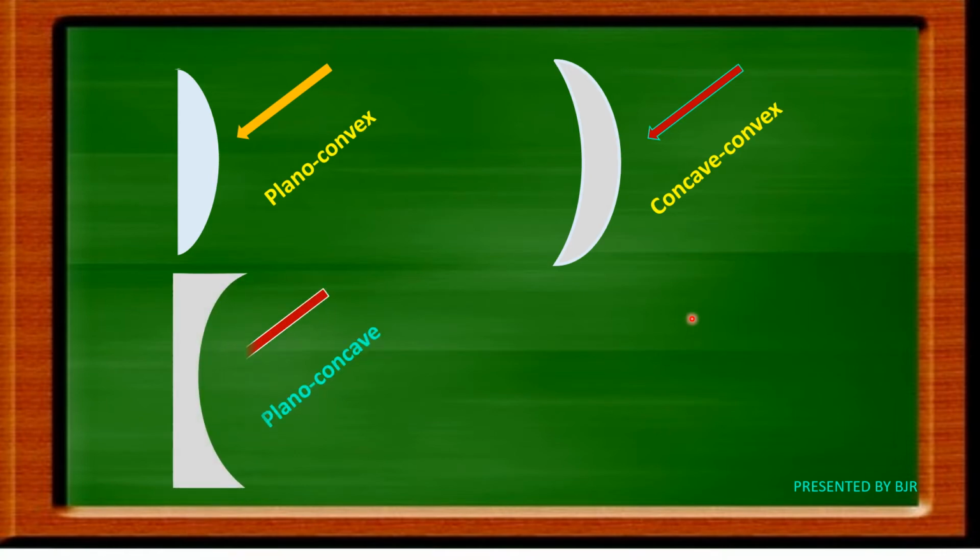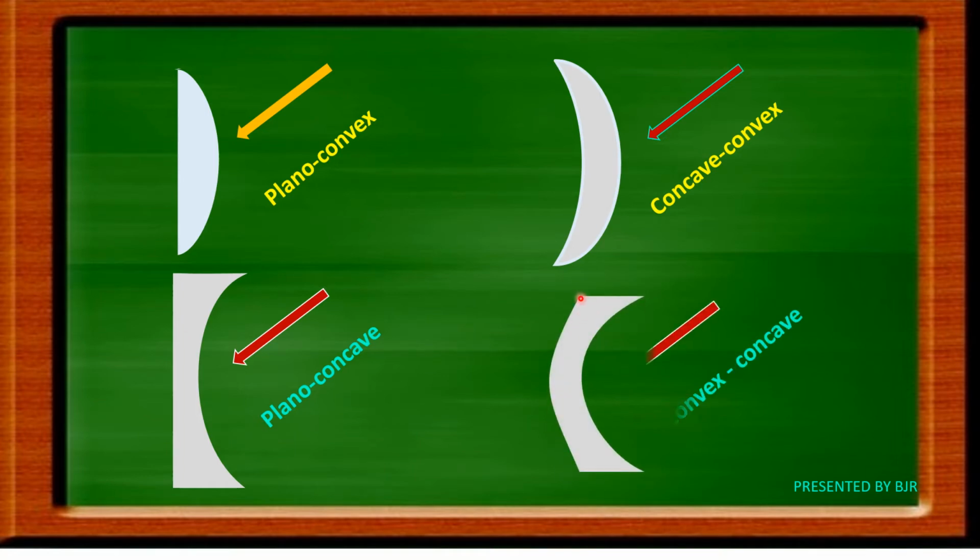Next, can you tell what type of lens it is? The first surface is the plane surface and the second surface is curved inward. That's why it is concave. So plano, first surface is plane and second surface is concave. That's why it is plano concave lens.